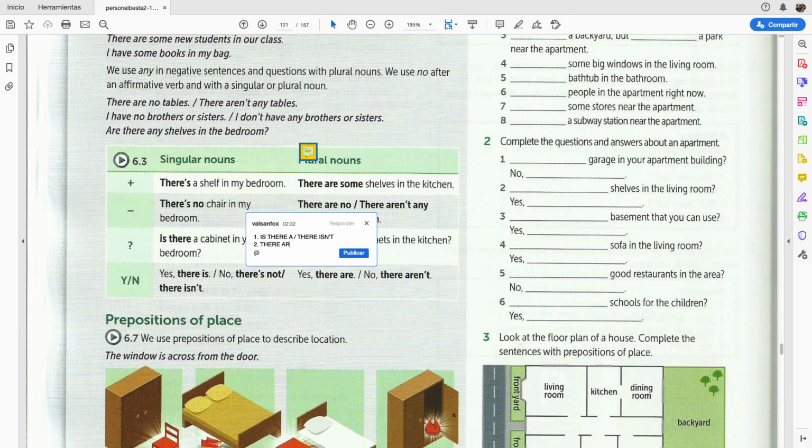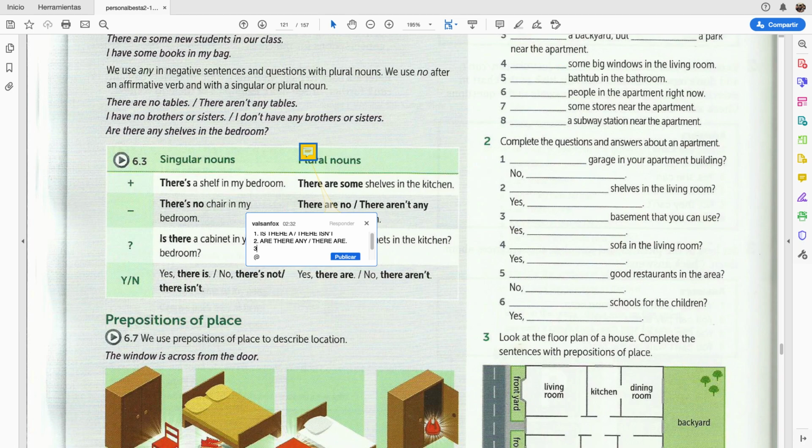But what happens here? It is a question. So you need to change the position. Are there. And what do we use for questions in plural nouns? There is a word that we use in questions for plural nouns. And the word is any. Are there any shelves in the living room? And the answer says yes. So if it is yes, we say yes, there are. Because the question was using the plural form.